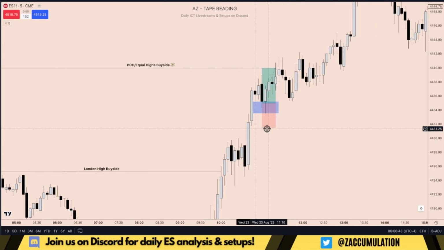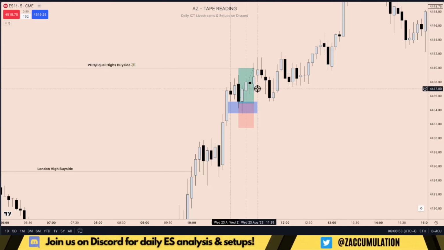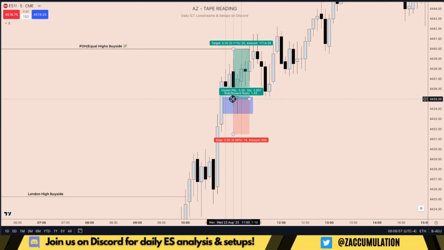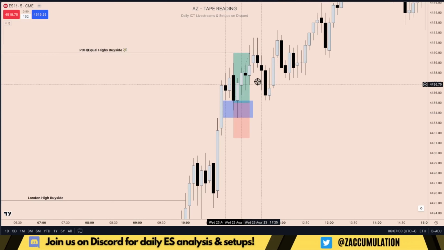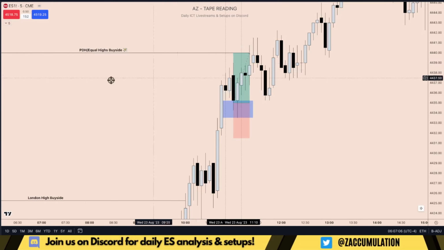That's a perfect example. We delivered into that right after the macro. So by 11:20, 10 minutes after the end of the 10:50 to 11:10 macro, we have delivered into this pool using that highest discount. And I entered right here at 4435 to get exactly 5 handles out of this trade, which is my daily target for each of the funded accounts.